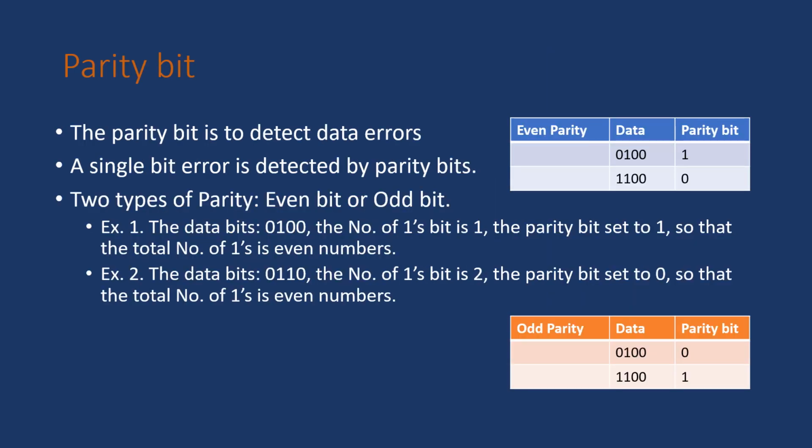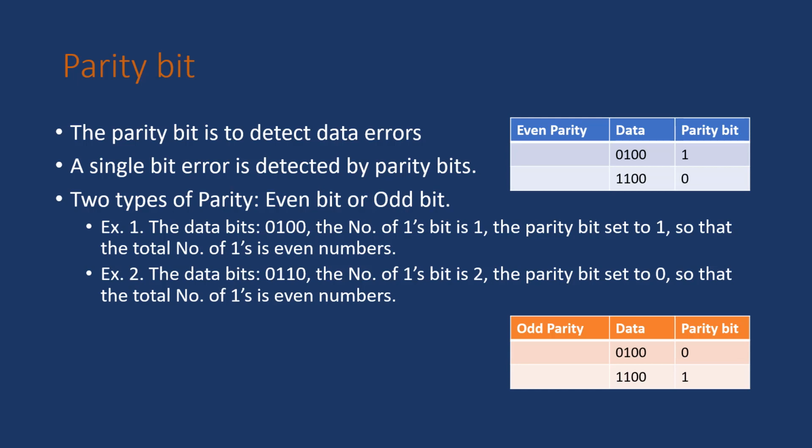Before we jump into the Hamming code, first let's look at the parity bit. The parity bit is to detect data errors. A single bit error is detected by the parity bits. There are two types of parity: one is even parity, another is odd parity.